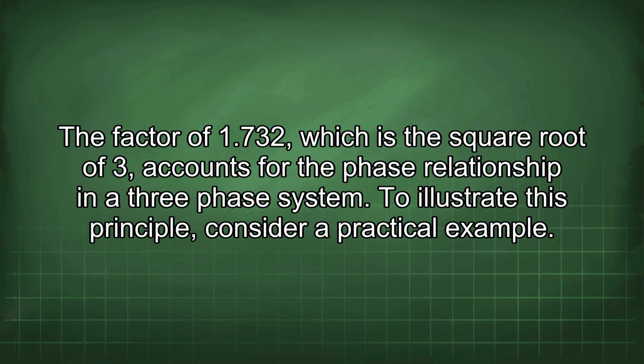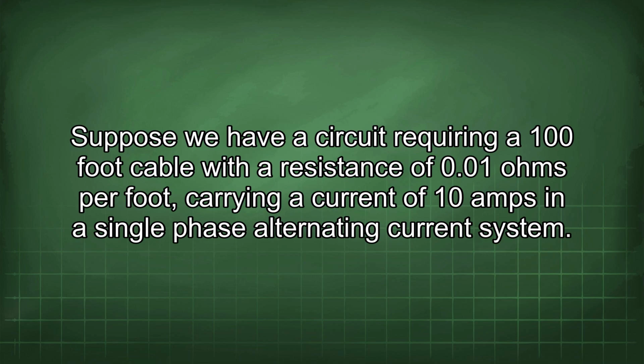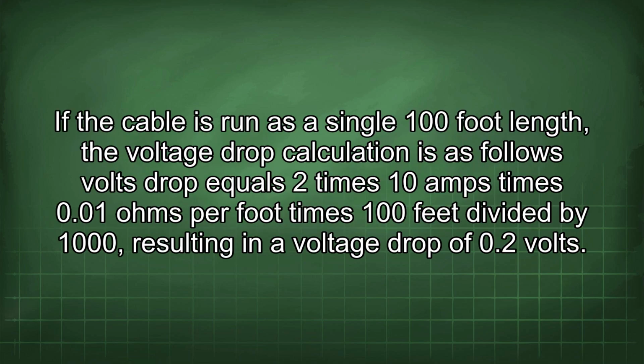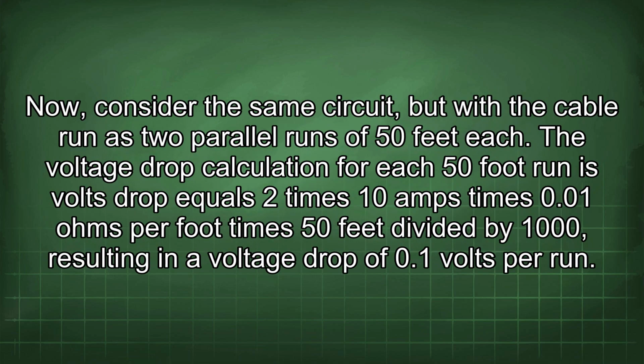To illustrate this principle, consider a practical example. Suppose we have a circuit requiring a 100-foot cable with a resistance of 0.1 ohms per foot, carrying a current of 10 amps in a single-phase alternating current system. If the cable is run as a single 100-foot length, the voltage drop calculation is as follows: volts drop equals 2 times 10 amps times 0.1 ohms per foot times 100 feet divided by 1000, resulting in a voltage drop of 0.2 volts.